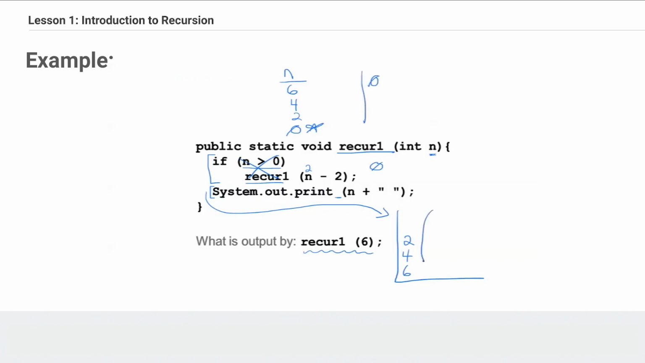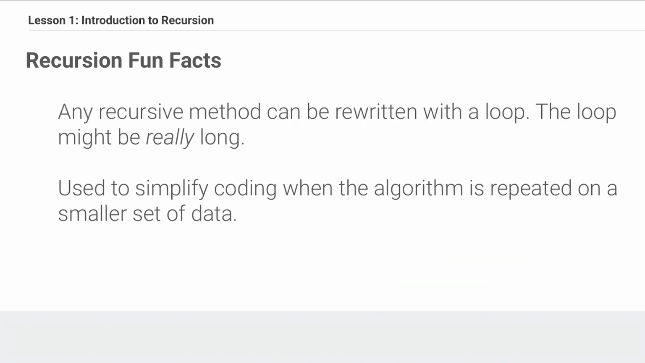Now it goes back through those stored commands. So the next thing, and notice there's a little space in between, it prints a 2, a 4, and a 6. So a couple fun facts about recursion.